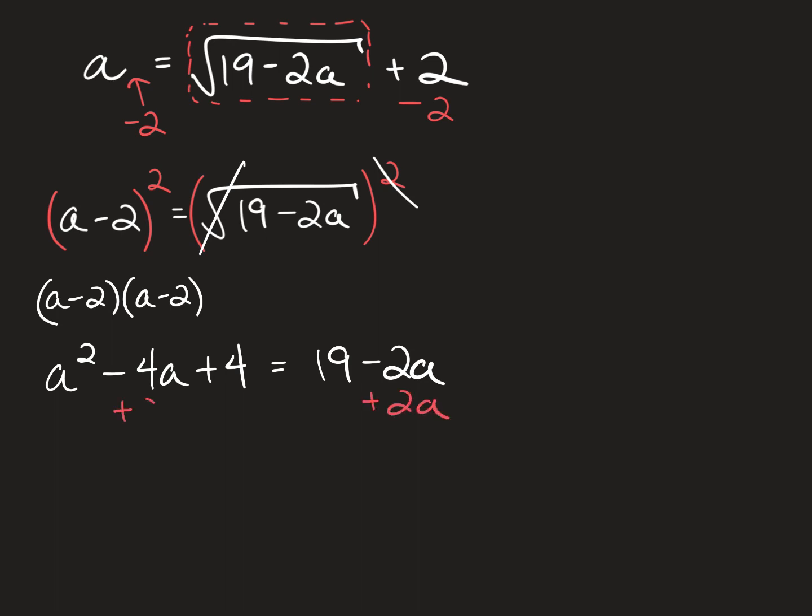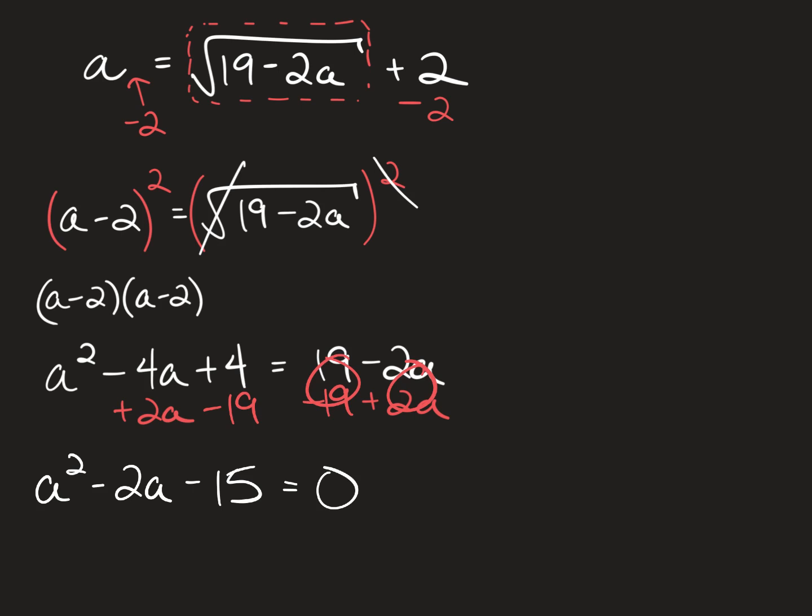You can add 2a to both sides, right? It's quadratic. I can see a square here. It's quadratic, so I can add 2a to both sides for that to zero out. I can subtract 19 from both sides, so that will zero out, leaving me with a 0 on one side, which is what we need. And then it'll be a squared minus 2a minus 15.